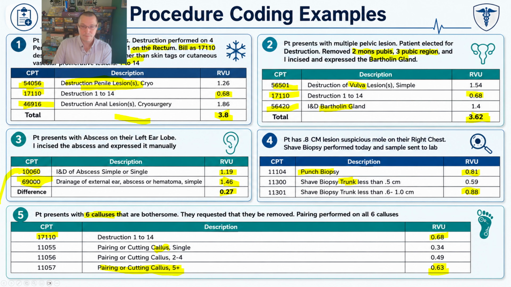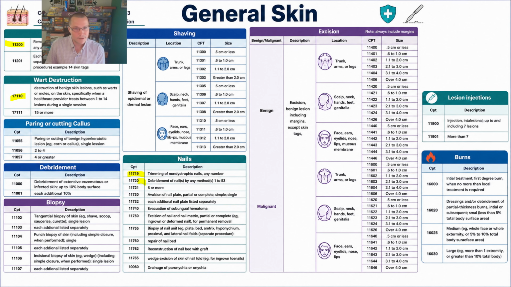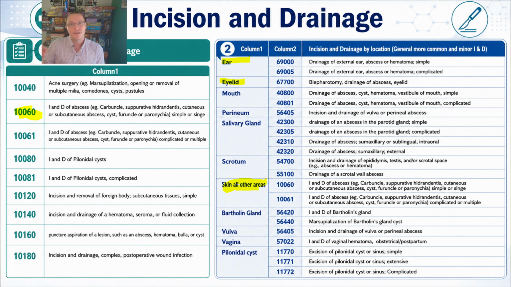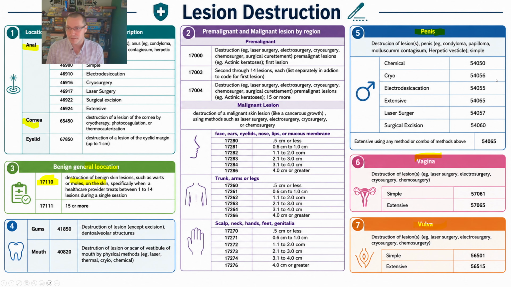And that's it. That's basically how you do these more basic procedures in office that we all do and we all see every single day. Just make certain you're always aware of what region the procedure happened, since regions will affect payments and it will affect RVU values.